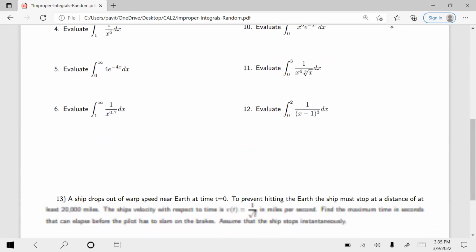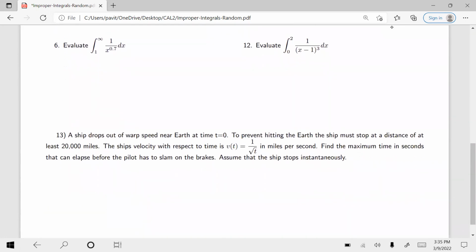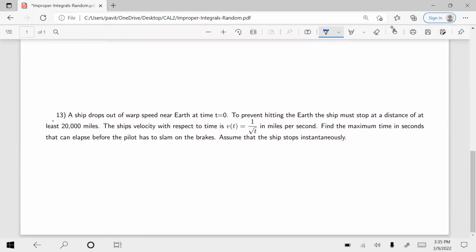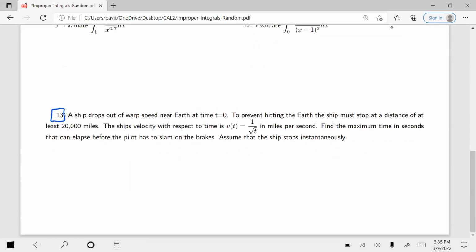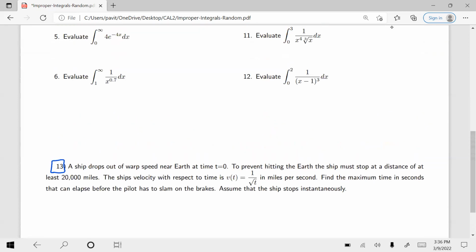You must also do question number 13 in your MATLAB. Now, question number 13 is not so hard. I will not be doing this entirely. I will just give you a hint on how to solve this, where to start, and what to find. And then you can find the final answer.